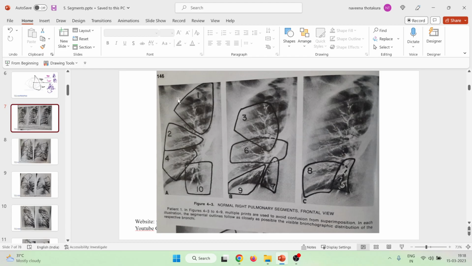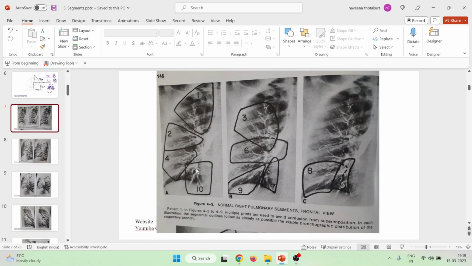Okay, we have an apical segment. If you see, this one is the apical segment of the upper lobe of the right lung. This two is the anterior segment of the upper lobe of the right lung. This four is the lateral segment of the middle lobe. And in the lower lobe, this is the posterior basal segment of the lower lobe.